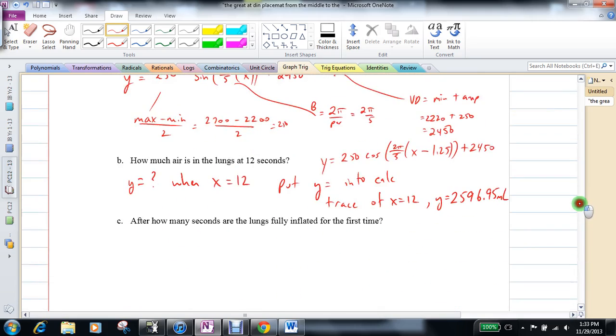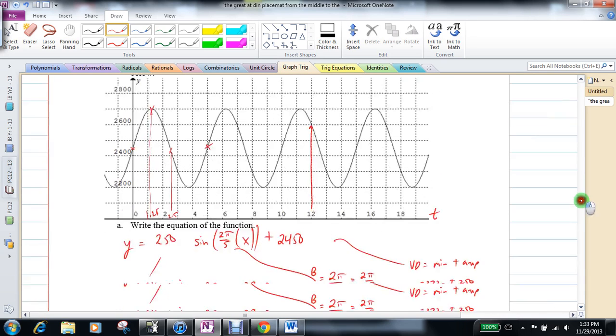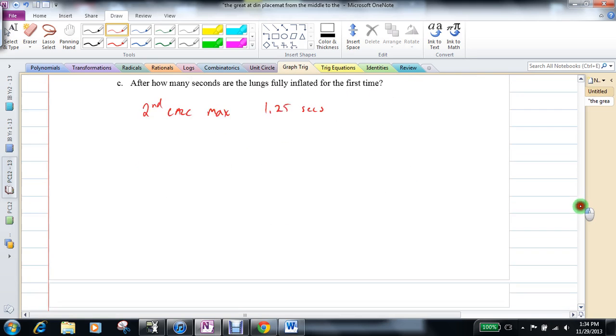And of course, we already figured out after how many seconds the lungs are fully inflated for the first time. That occurs right here, and we've shown that that is 1.25 seconds. If you were unable to follow that method that I showed you before, another option is, with our calculator, simply doing second calc maximum. And second calc maximum will give us a value of 1.25 seconds. At this point, you should press pause and try out the next graph and its questions.